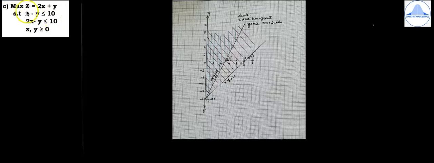Subdivision C, maximize Z equal to 2x plus y such that x minus y is less than or equal to 10, 2x minus y is less than or equal to 10, and x, y are greater than or equal to 0. So do the first step. Step 1.